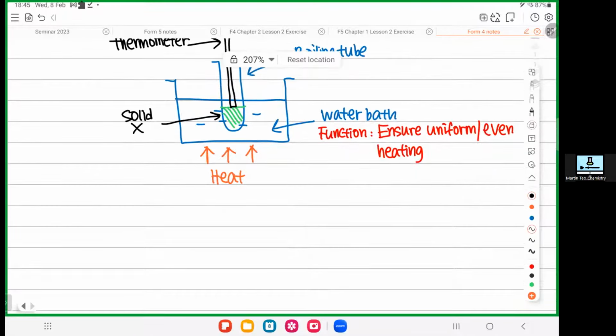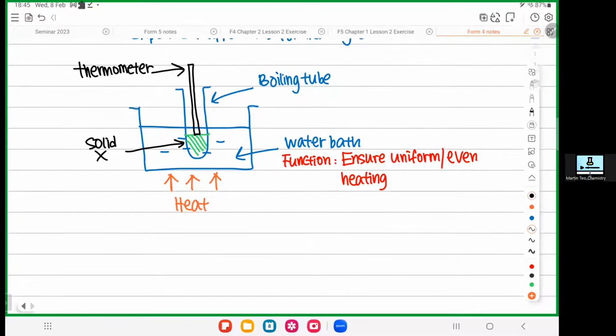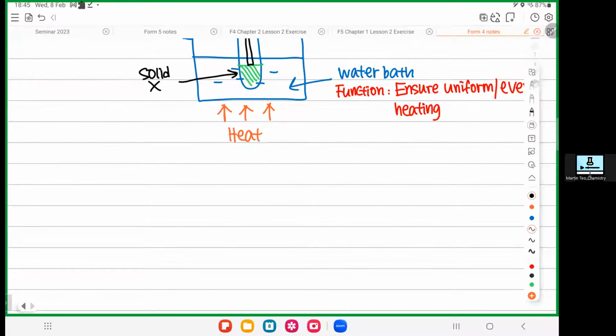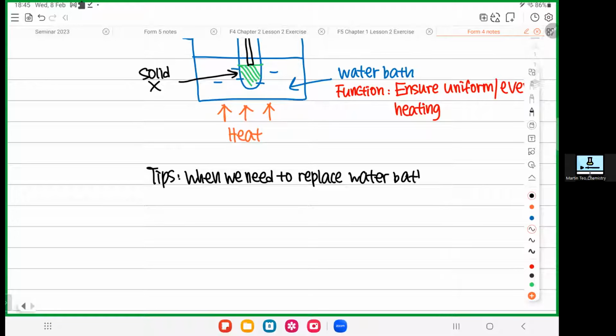Now listen carefully. Sometimes they might ask you another question. So this is a tip. When we need to replace the water bath to become something called an oil bath or sand bath. Because like what I said, you can do indirect heating using water, oil, or sand. So when do we need to change the water to become oil or sand?